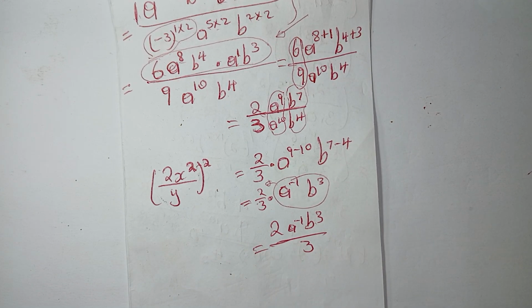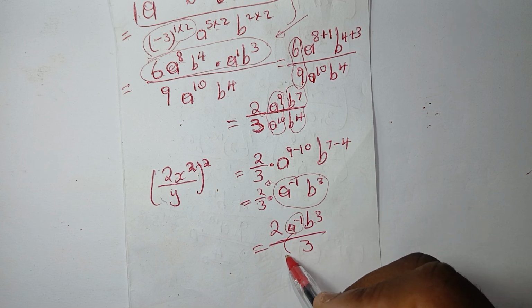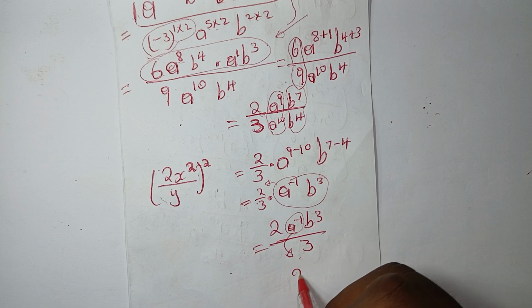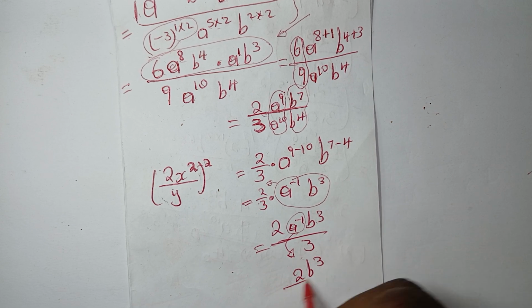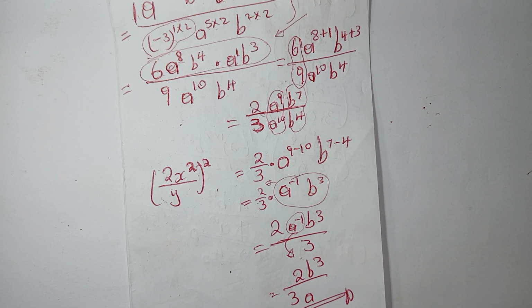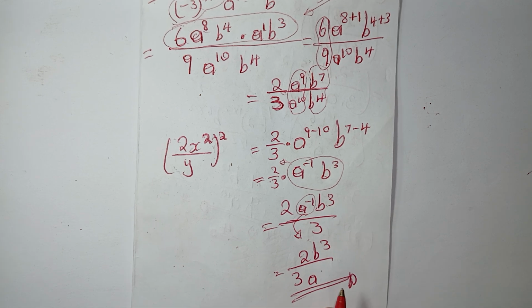Do you see, guys, this thing? But in maths, we don't leave our answers with a negative exponent. We take the negative exponent downwards. It becomes 2b3 over 3 and a1. We got a1 here, which is an invisible 1. Do you see, guys?